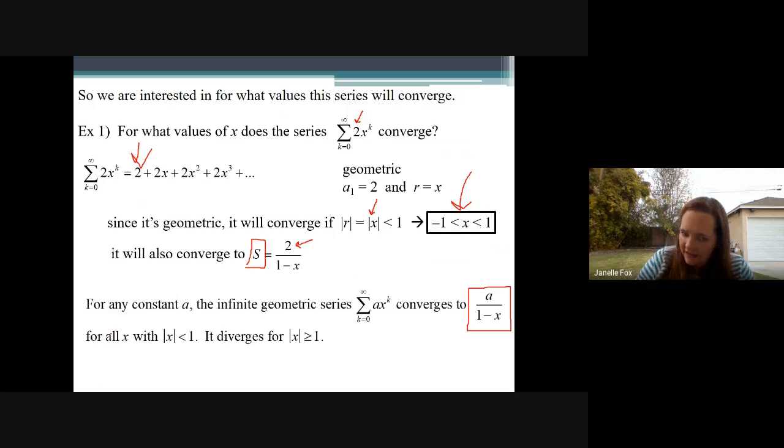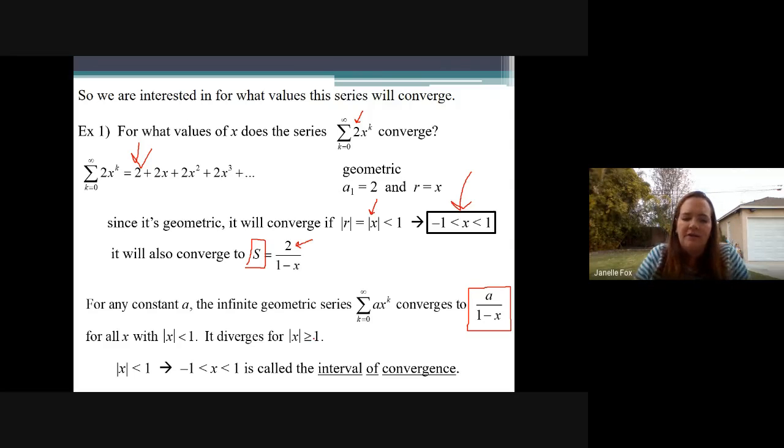If, right, only if the absolute value of x is less than 1. If our absolute value of x is greater than 1, then it's not going to converge. It is in fact going to diverge.